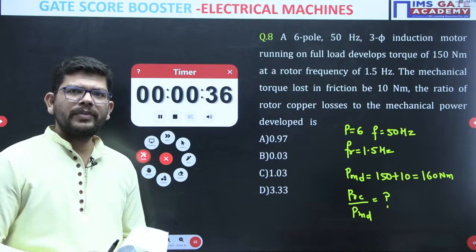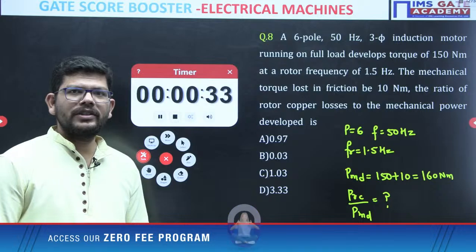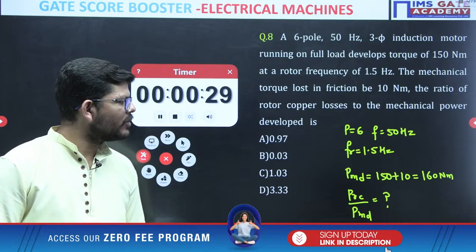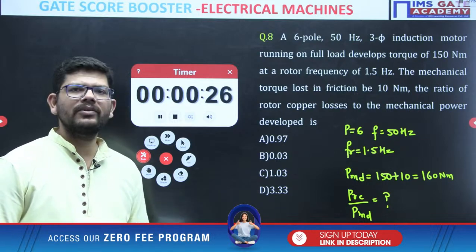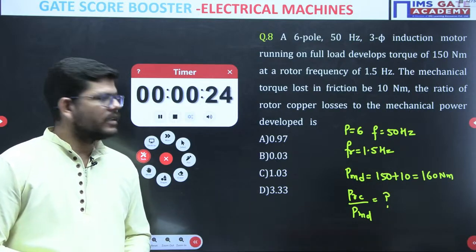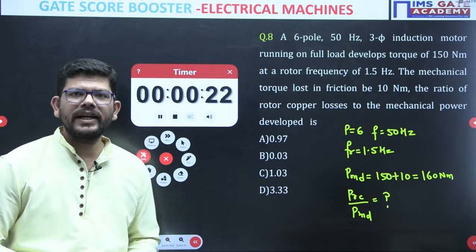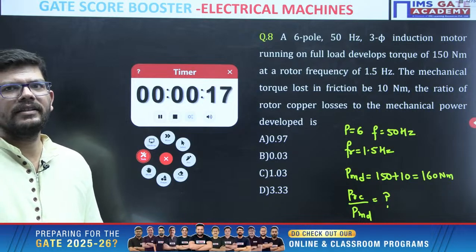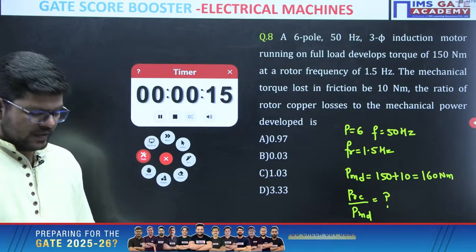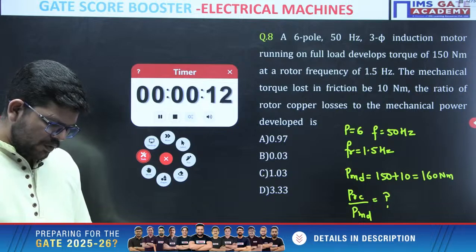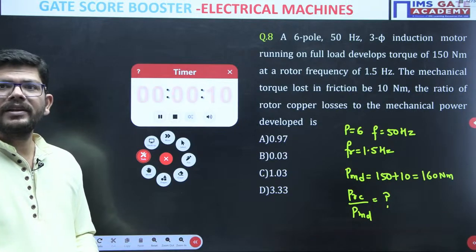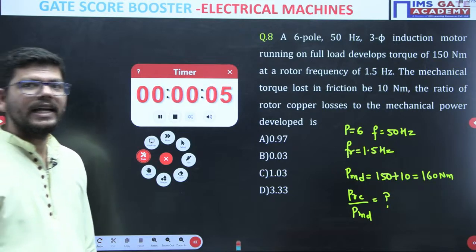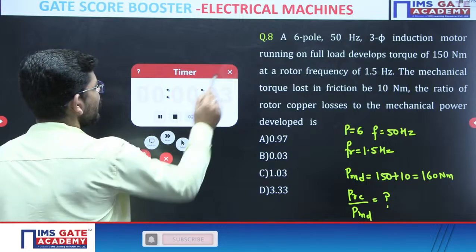I know what you people are doing. You are calculating the copper losses first, the value of copper losses. Then you might be calculating PMD. PMD is given to us, and then you are calculating the ratio, right? And the copper loss that you might be getting is 0.502 kilowatt, right? And that is why it is taking a lot of your time.